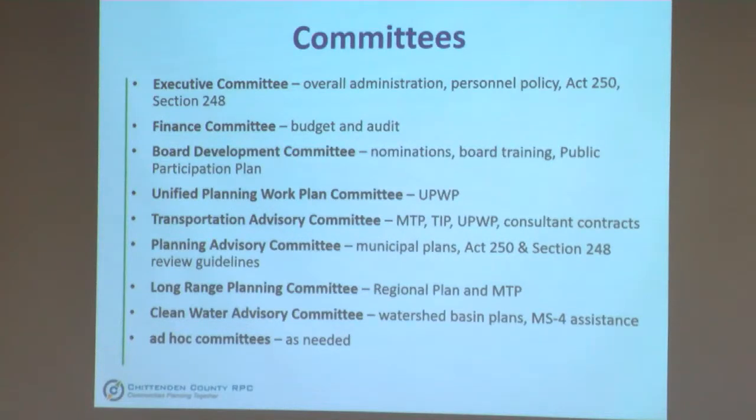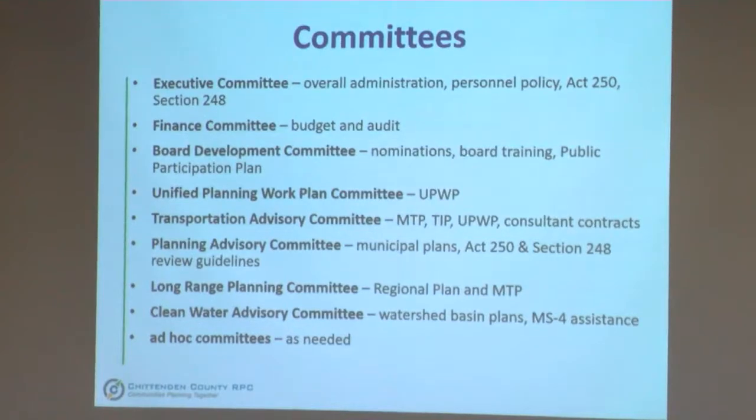And so now we start to get real word heavy, and we're probably going to get worse. Here are, I didn't count them, is there 8, 9, 10 committees? All but the last bullet are actually from our bylaws, so we already legislated in our bylaws that we're going to have these committees. The executive committee meets every month, off cycle from the board. The board meets on the third Wednesday, and the executive committee meets on the first Wednesday. They look at overall administration of the organization, including the board agendas and things coming to the board. They're responsible for the personnel policy, responsible for doing my evaluation. I probably should have included that in there. And under our current policy, they review the Act 250 and Section 248 applications.